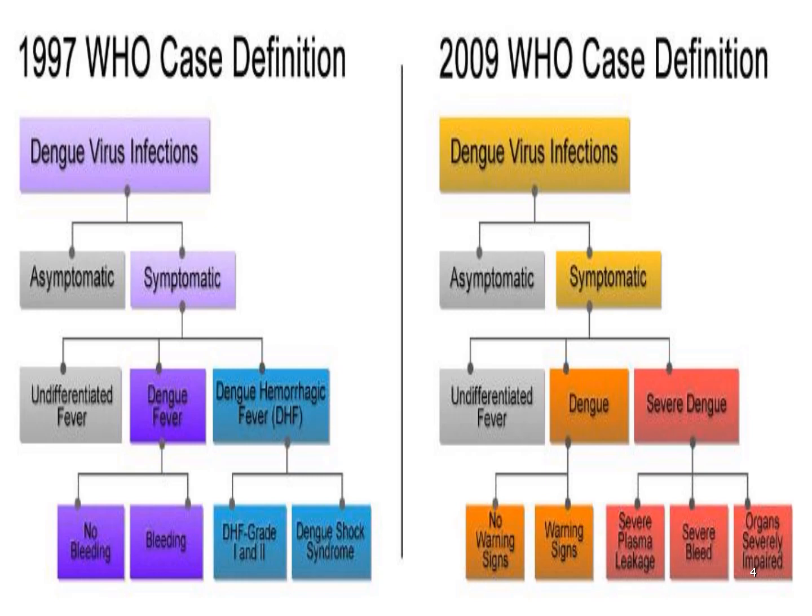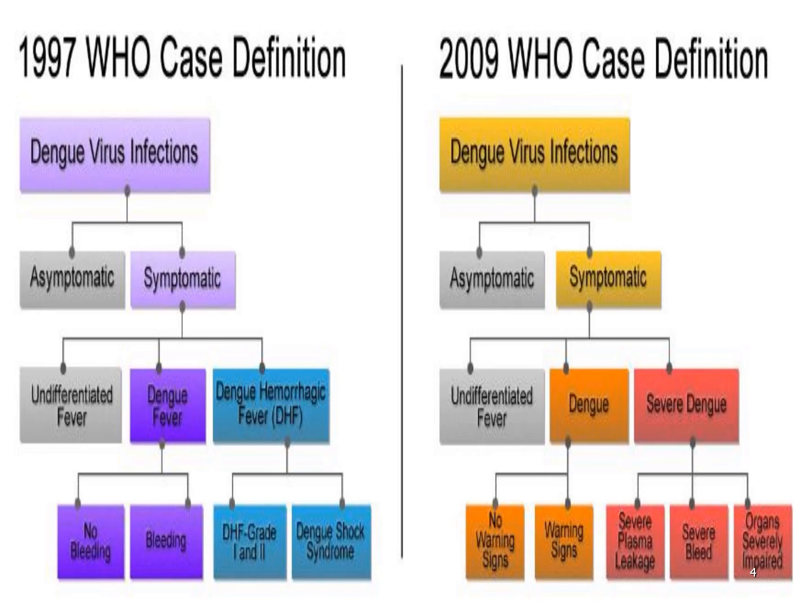WHO has classified dengue virus at two time periods, in 1997 and 2009. In 1997, in the earlier version, the WHO had not given importance to the blood tendency, the blood pathologies of the dengue virus. In 2009, they divided dengue virus infection into asymptomatic and symptomatic. In the case of asymptomatic, people might not even be aware of whether they have the disease or not. And the symptomatic is again divided into undifferentiated fever, dengue, and severe dengue.